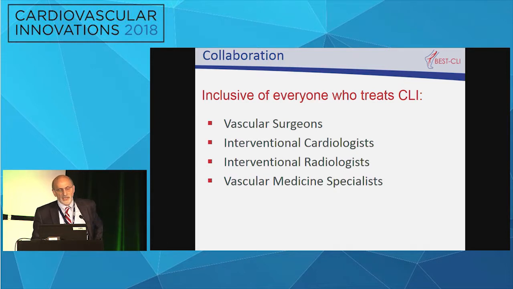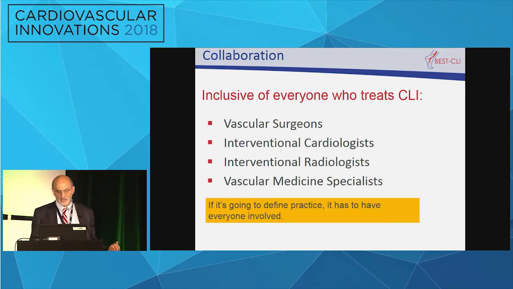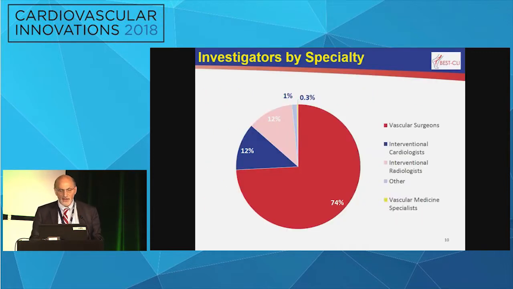So this trial, to the point of this session, can we all work together? This trial is about collaboration. It's inclusive of everyone who treats CLI: vascular surgeons, radiologists, cardiologists, vascular medicine specialists. If it's going to define practice, it needs to have everybody involved. And in fact, this is the investigators by specialty. Just by practice patterns, 75% of our investigators are vascular surgeons, and it turns out that most CLI patients in most hospitals around this country are referred to the vascular surgeons first, which is fine, as long as there's interaction and dialogue.